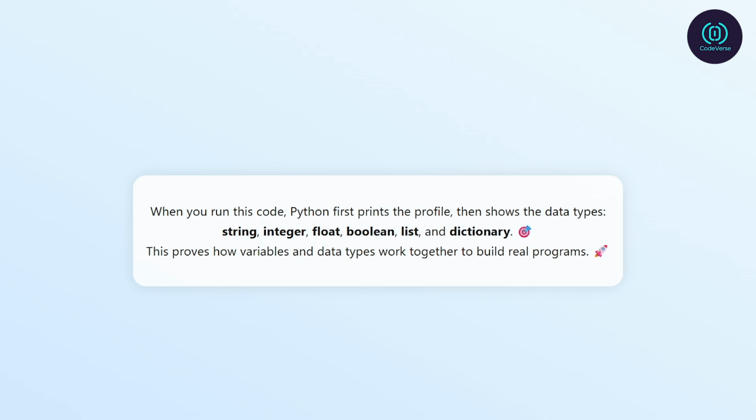When we run this, the output first shows the profile information exactly as we stored it, and then the types of each variable: string, integer, float, boolean, list, and dictionary. This example shows how variables are the building blocks of every program, and how data types give them meaning. Now that you've seen it in action, you're ready to mix and match variables and data types in your own projects.